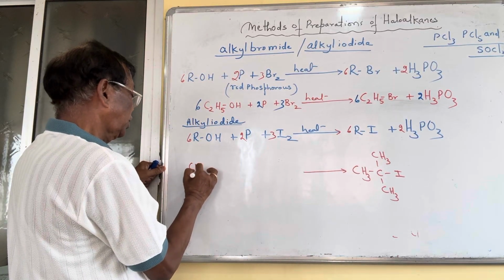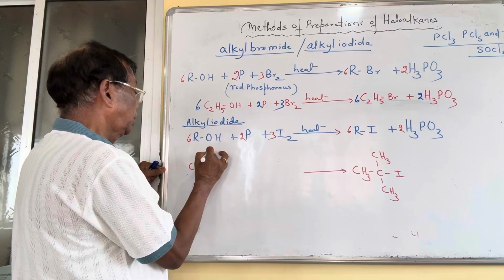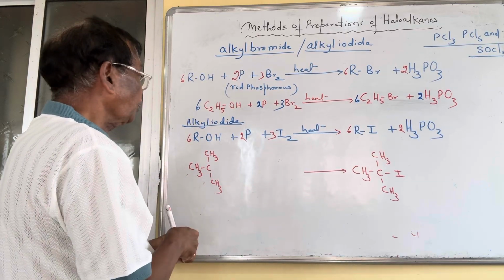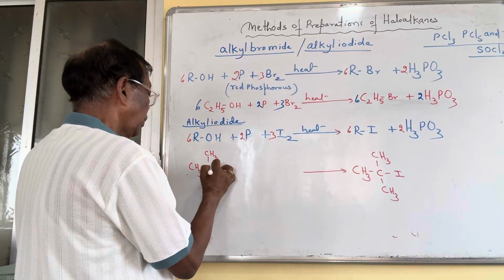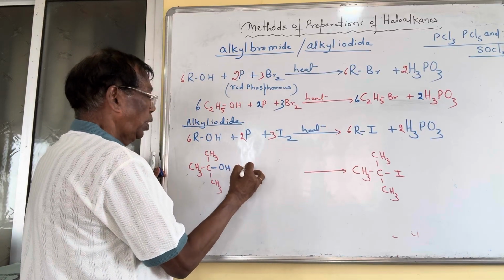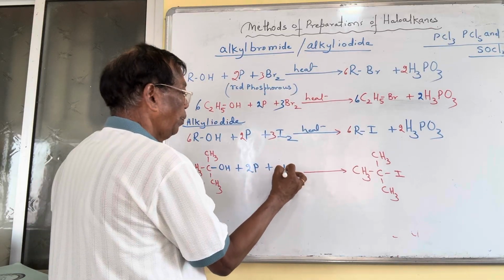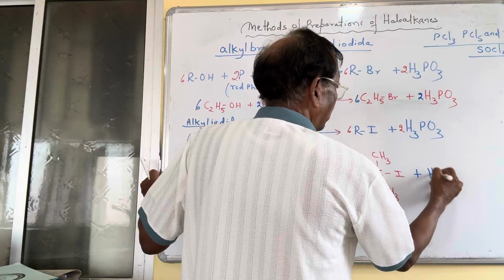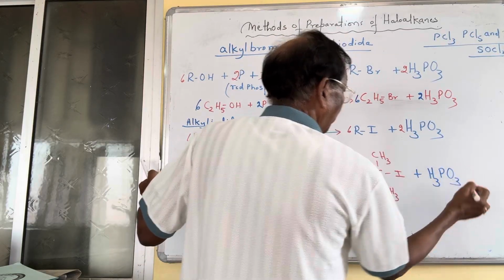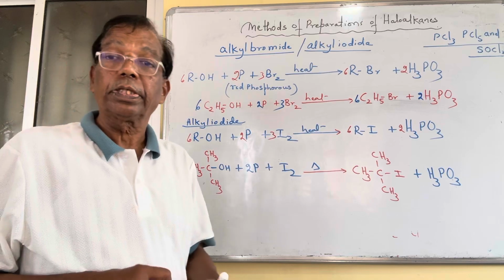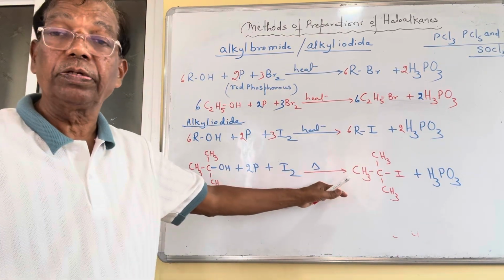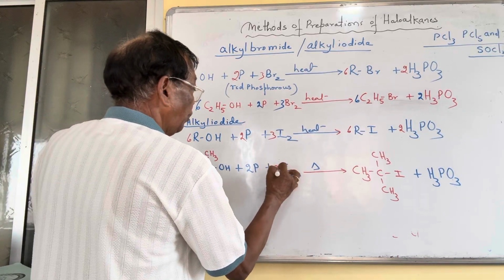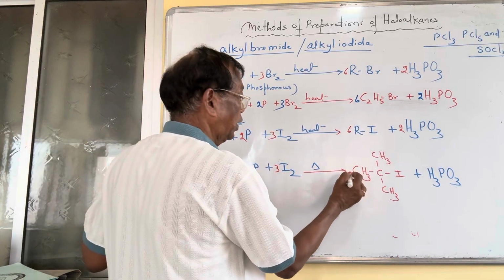So if you just write this, okay, I'll explain. CH3, CH3, and here OH, tertiary butyl alcohol. I'll give the IUPAC name, and then red phosphorus plus iodine, heat, you'll get this plus H3PO3. Okay. Now remember, tertiary alcohol is faster in reaction. This heating is not much required here. Alright. Now balance it by putting here 3. Okay. This should be 6.